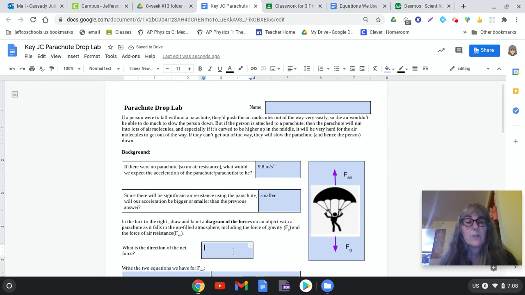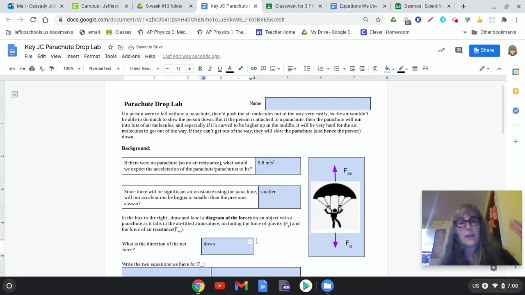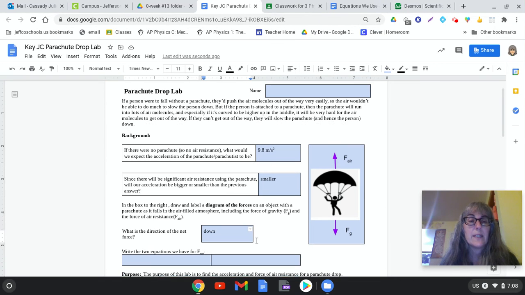We want to know what the direction of the net force is. The way that we move is the way that our net force is pointed. Since our parachutist isn't going to keep floating up, they're going to instead fall down, then we know that the net force has to be down.